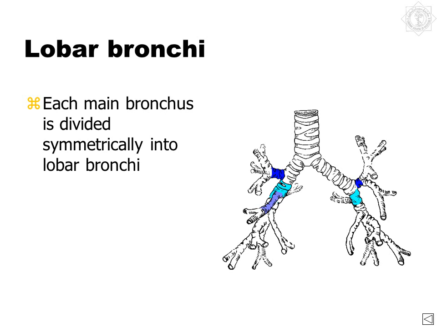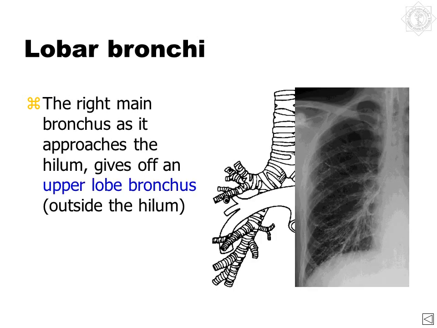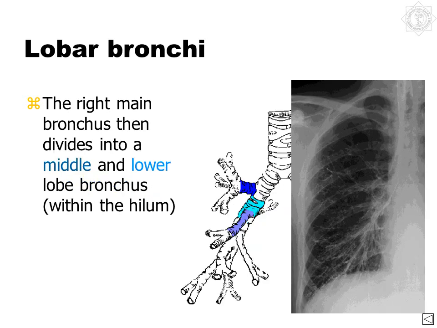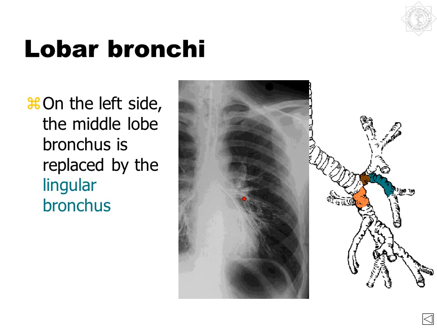Lobar bronchi. Each main bronchus is divided symmetrically into lobar bronchi. The right main bronchus, as it approaches the hilum, gives off an upper lobe bronchus outside the hilum, and then divides into the middle and lower lobe bronchi within the hilum. On the left side, the middle lobe bronchus is replaced by the lingular bronchus.